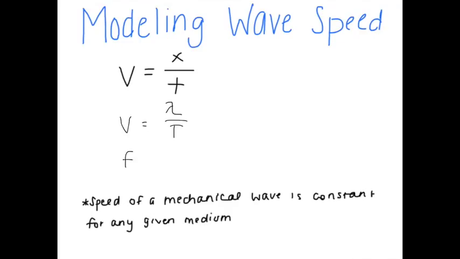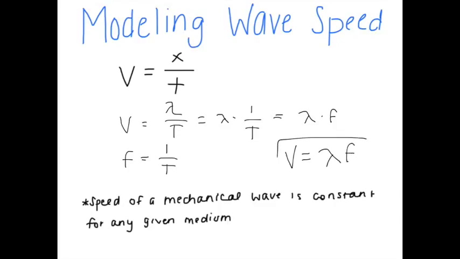We also know that frequency is 1 over the period. So we can rewrite this as lambda times 1 over the period, or wavelength times the frequency. Therefore, we define the velocity of a wave as wavelength times frequency. That'll be useful in calculations later on.